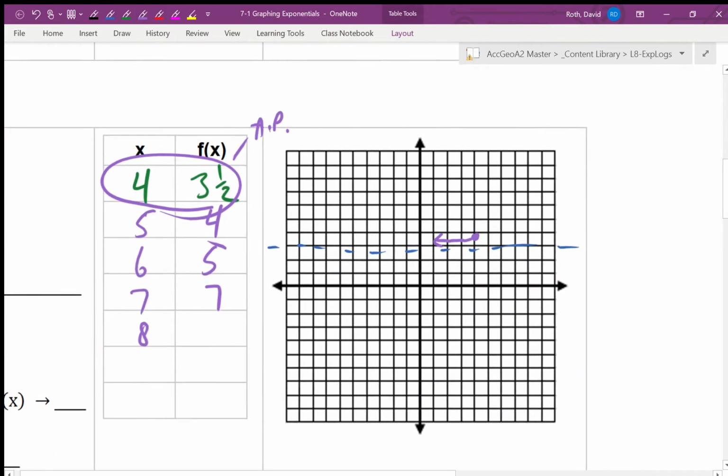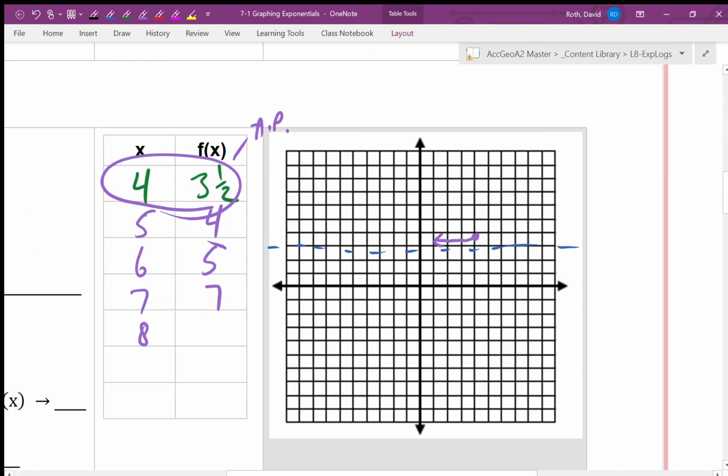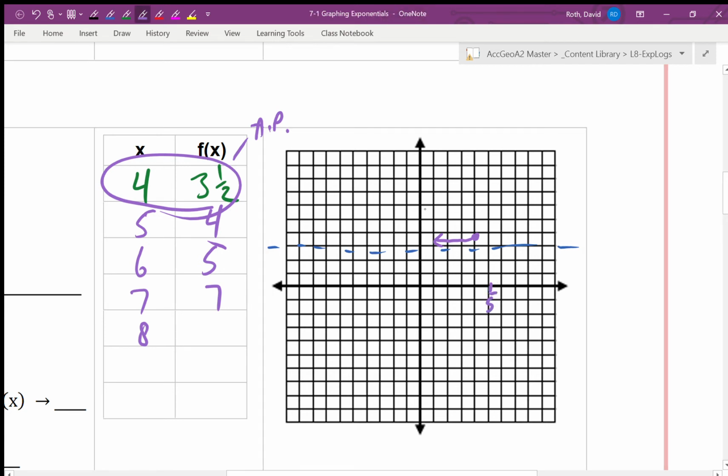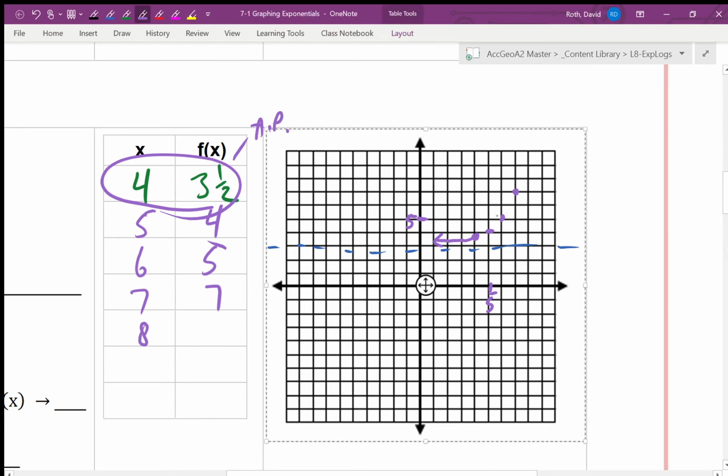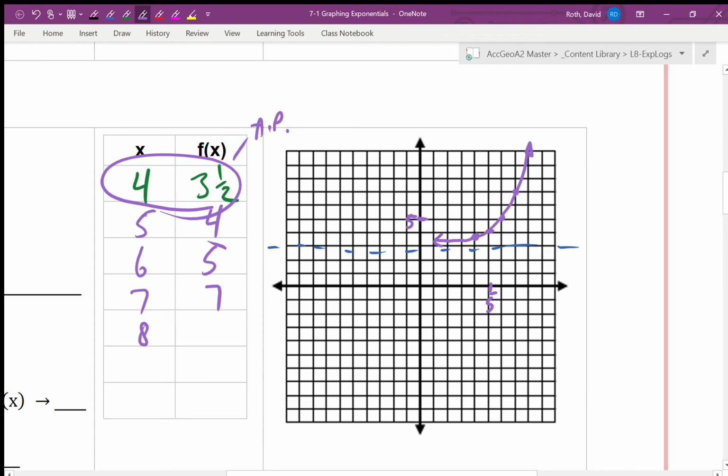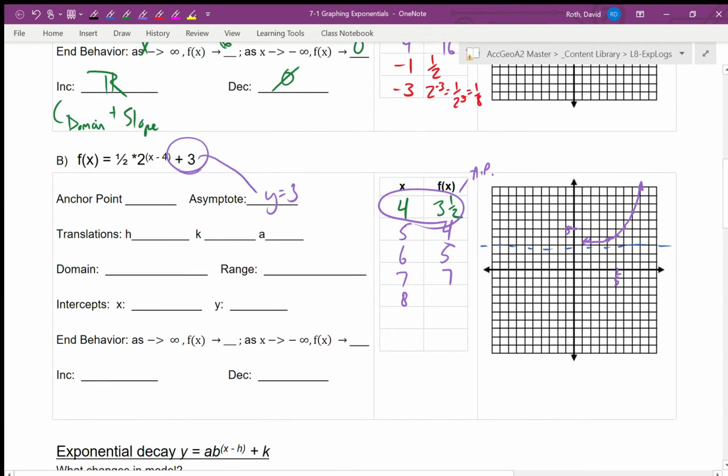And that's plenty of points. Really, just a few points are fine. So that's 5 in the y. So 5, 4 is here. 6, 5. Yeah, wait. 5, 4 is there actually. 6, 5 is here. 7, 7 is here. And that's the shape of my curve. And that's good enough.